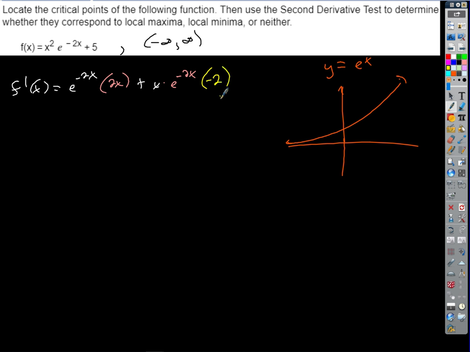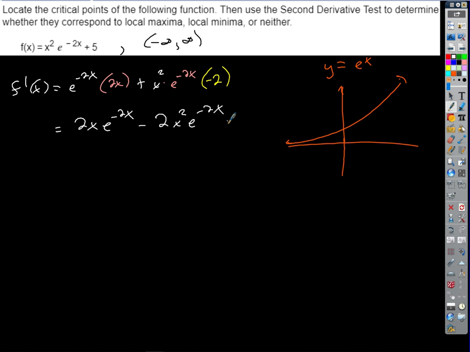So it's a chain rule deal, right? There's supposed to be an x squared. And so then if we just simplify all this, I'm just going to get 2x e to the negative 2x minus 2x squared e to the negative 2x, right? Let's pause there. What do you think? We're good from there.